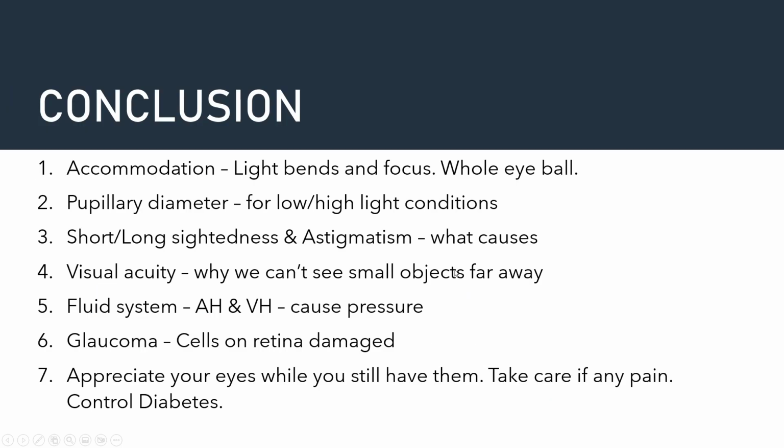In conclusion, what did we learn? Okay, we learned accommodation, which is how light bends and focuses, and how the whole eyeball acts as a lens. We learned pupillary diameter, which is how the pupils allow more or less light to come in. We learned the different conditions, farsighted, nearsighted, and astigmatism, and what causes them. We learned visual acuity, why we cannot see small objects far away. And we learned AH and VH, how they can cause changes in the eye pressure. And we learned glaucoma, how changes in eye pressure can damage the nerve cells. So the last point is that we have to appreciate our eyes, because it is a miracle.